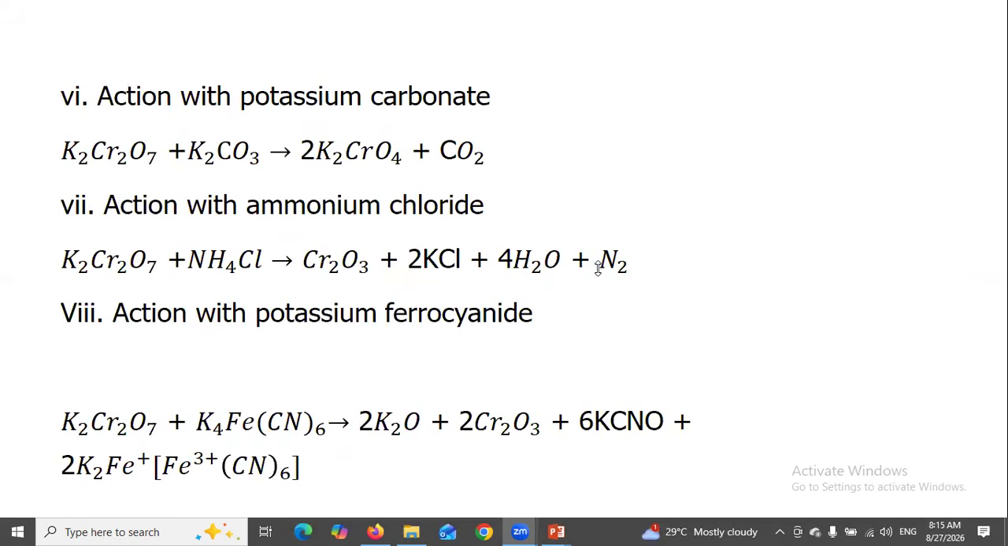Action with potassium carbonate: potassium dichromate with potassium carbonate produces potassium chromate salt. Action with ammonium chloride produces nitrogen, and with potassium ferrocyanide.